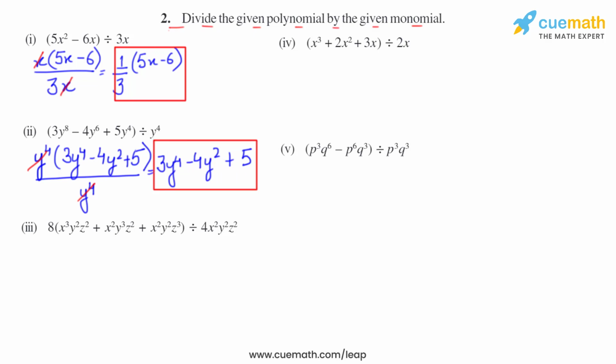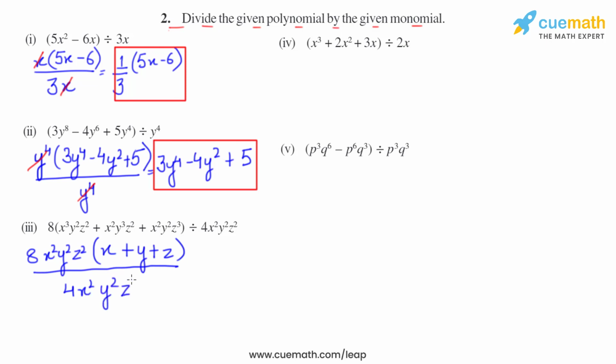Let's do the third part now. Third part, there are a lot of terms, but if you see carefully, we can factor out x square from each term, then y square from each term and z square from each term. That would be the highest common factor. So 8 stays as it is. Highest common factor x square, y square, z square can be factored out, and in the first term we'll be left with x, in the second term we'll be left with y, in the third term we'll be left with z, divided by 4 x square, y square, z square.